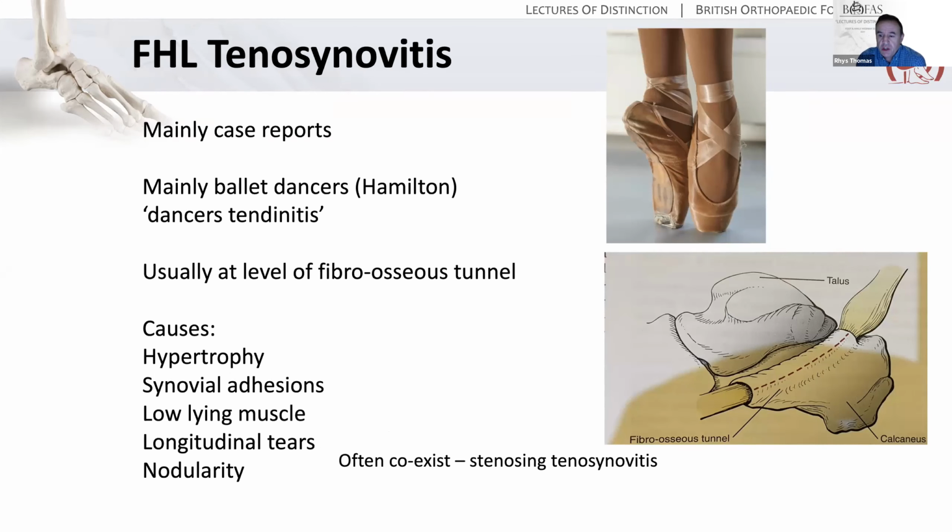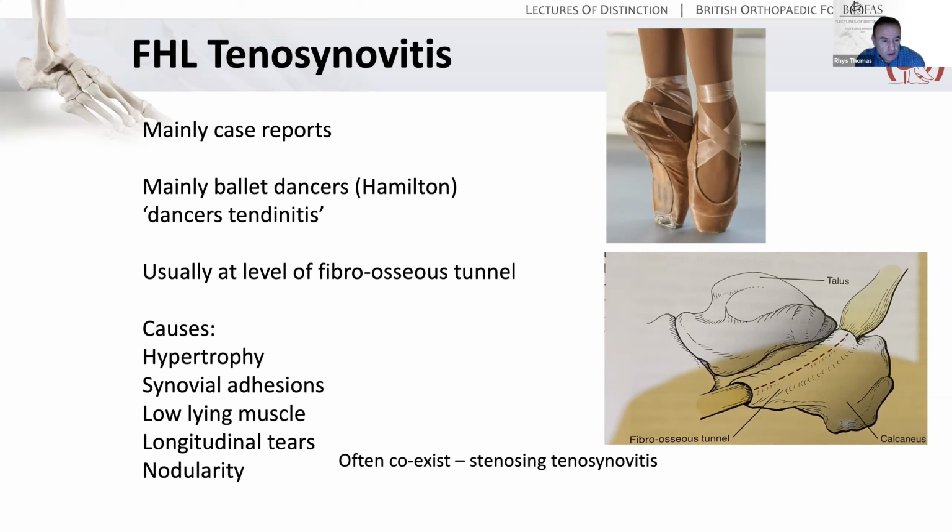So FHL tenosynovitis: there are very few big series in the literature. It's mainly case reports, and it's mainly in ballet dancers. You'll see a lot of these case reports either are by or quote a guy called Bill Hamilton, who was an American orthopedic surgeon who was surgeon to the New York Ballet and saw a lot of these problems and wrote them up. So it's also known as dancer's tendinitis.